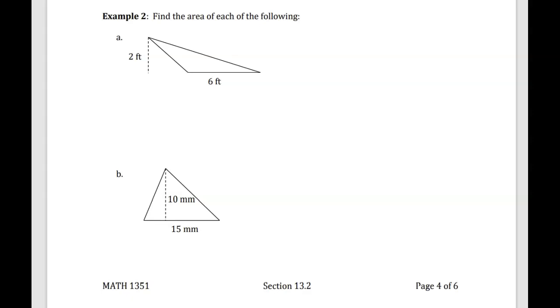The formulas that we just derived, let's see if we can find the area of these objects. Now, we're looking to find the area of this particular triangle here. The area of a triangle is 1/2 the base times the height. So the height is 2 feet and the base is 6 feet.